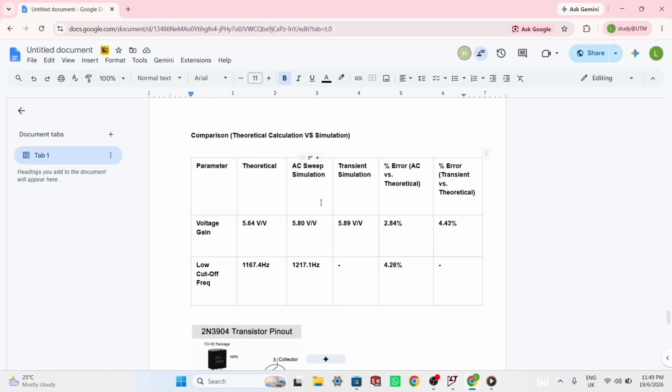To conclude, I compared these simulation results against my manual theoretical hand calculations. So as you can see, these are the percentage errors between the AC versus the theoretical, and the transient versus the theoretical. We got 2.84% for the voltage gain and 4.26% for the low cutoff frequency, while for the transient, we got 4.43% error for the voltage gain.